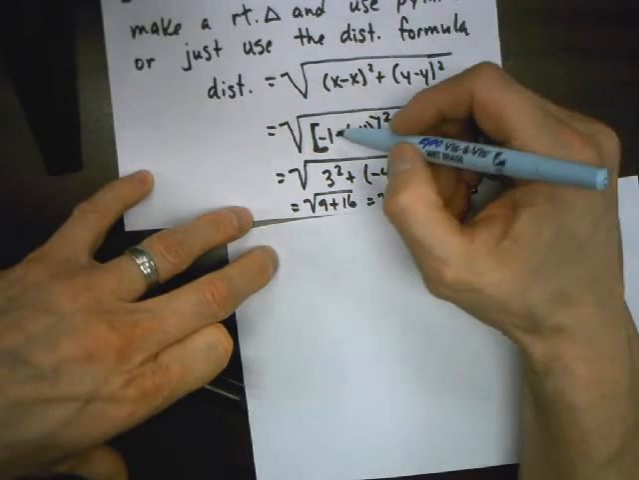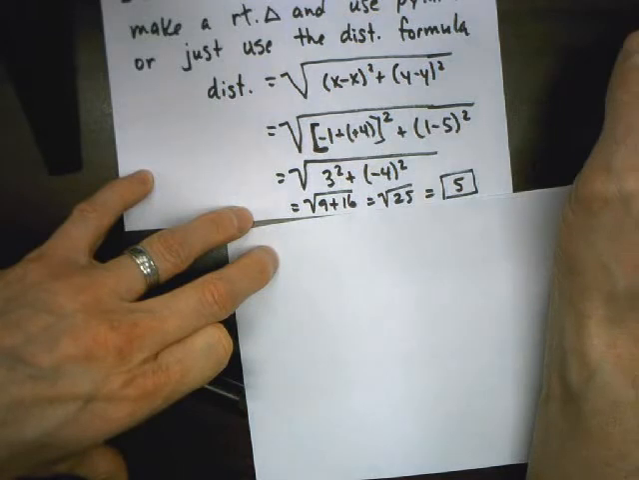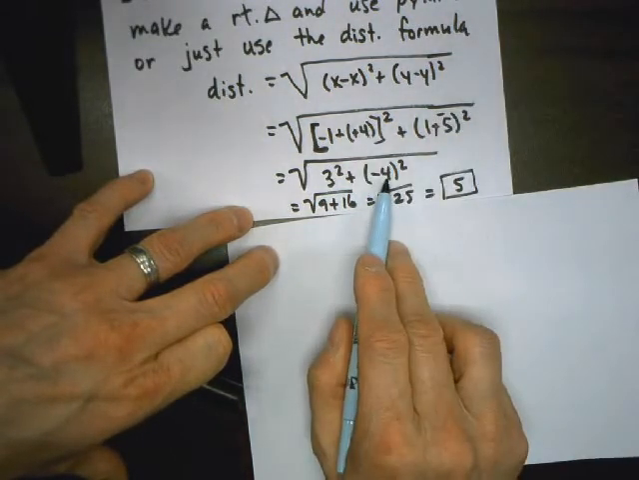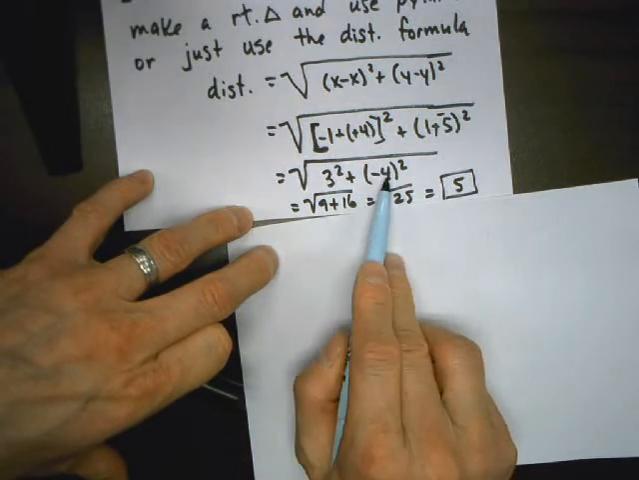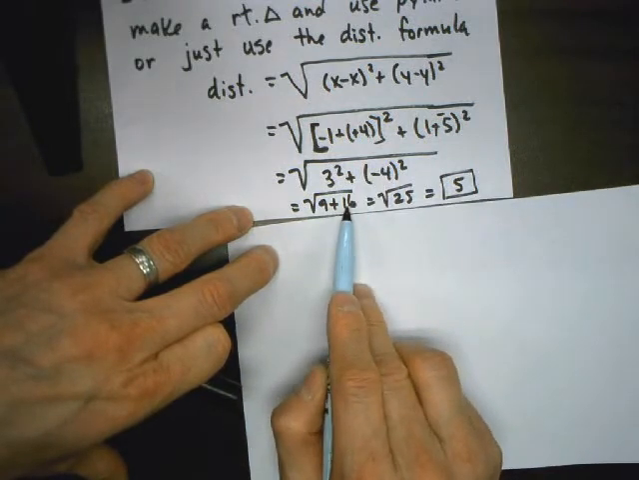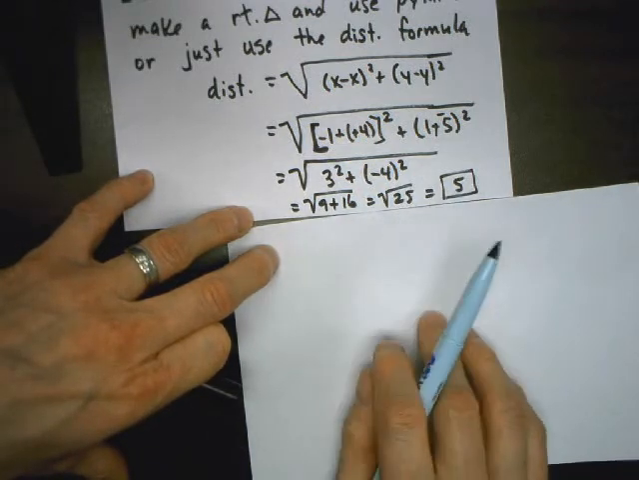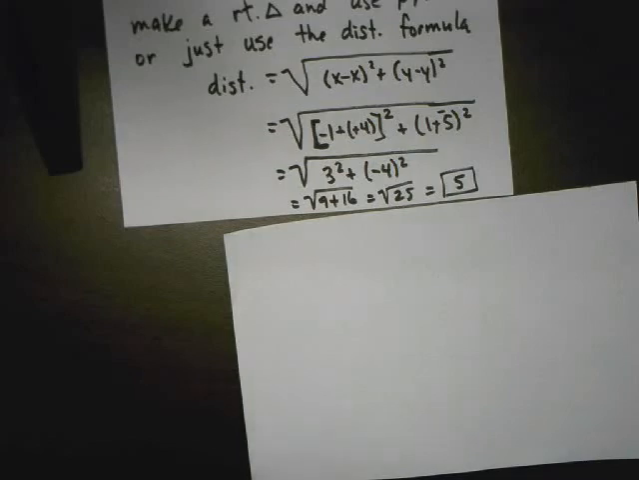Let me see here. Okay, so if I do add the opposite right here, that's going to give me the 3 over here. If I do add the opposite right here, that's going to give me the negative 4, in case you missed that. And that's where I get negative 4 times negative 4 is positive 16, right? Negative times negative is positive. Then I add these two to get 25, take the square root. The distance between those two is 5.